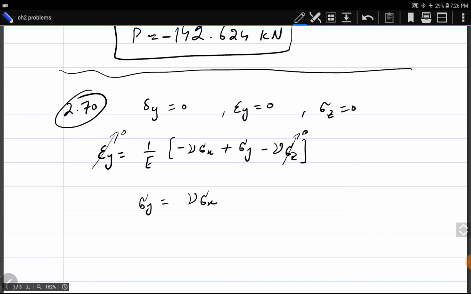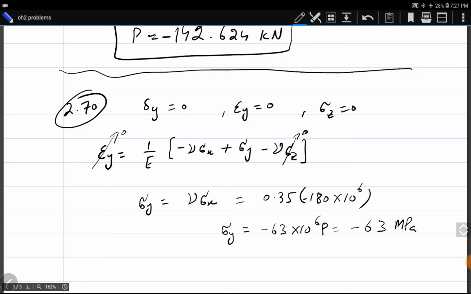Sigma x is given as minus 180 megapascal. Nu is given as 0.35, into minus 180 into 10 power 6. So sigma y becomes minus 63 into 10 power 6 pascals, or minus 63 megapascals. So in the first part, we were asked to find sigma y, which has been calculated. It is a compressive stress, minus 63 megapascals.